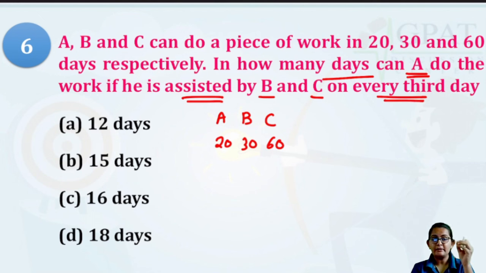Third day, A, B, C will work together. Similarly, then on the fourth and fifth day A will work alone. Then on the sixth day, in the sense of multiples of three, ABC will be working together. Okay, next way of solving.